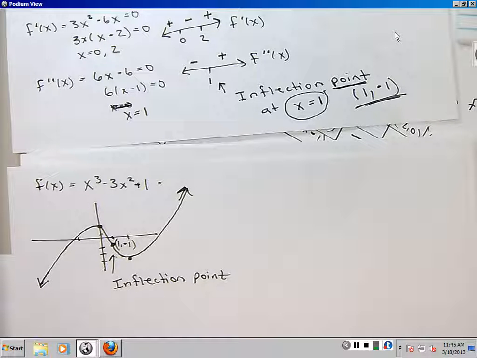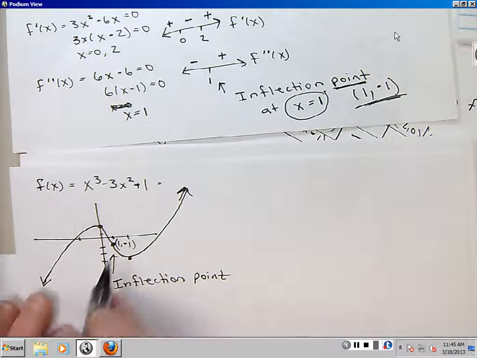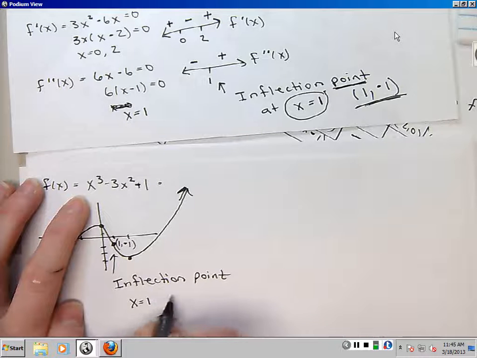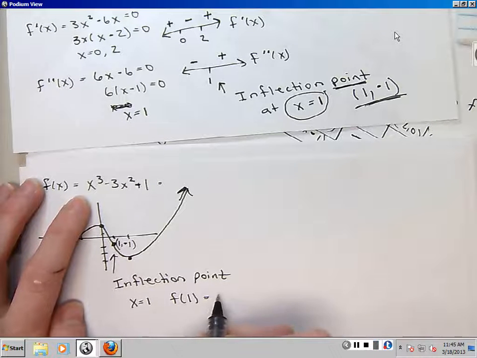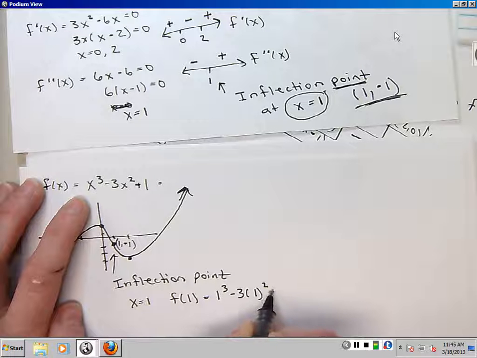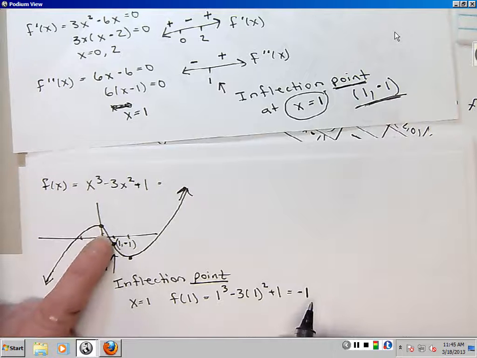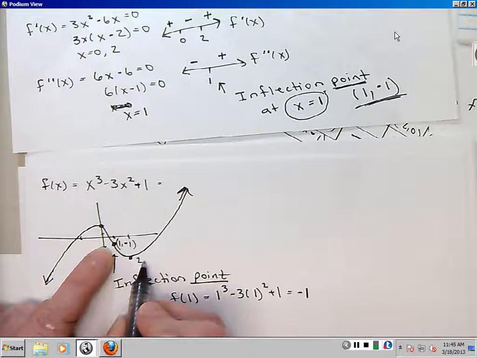Question. I understand that you got the x equals 1, but how did you get 1, minus 1? So this is the function, right? So if x equals 1, what does f of 1 equal? Well, I plugged in 1. So this gives me 1 minus 3 plus 1. So that's 2 minus 3, which is minus 1. Right? So my point is 1 comma minus 1. The x value is 1, the y value is minus 1. Here this point would be 2 comma minus 3.